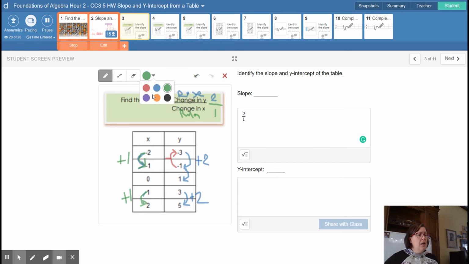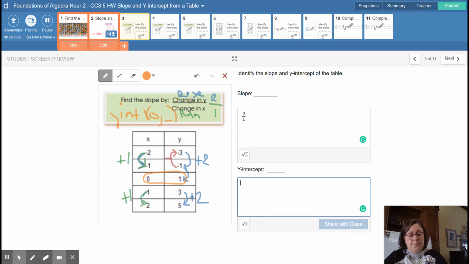Okay. Then the next thing is we need to find the y-intercept. Recall that the y-intercept is always where x is 0. It's always 0, comma, something. So all you're going to do is go to this x column and look for 0. And then there is your coordinate pair. So I would write my coordinate pair as 0, comma, 1. Slope will be a fraction. Y-intercept will be a coordinate pair.